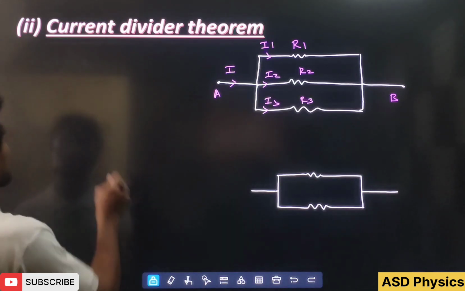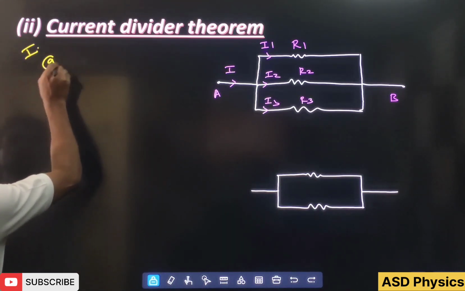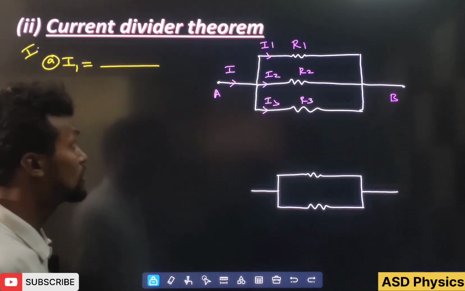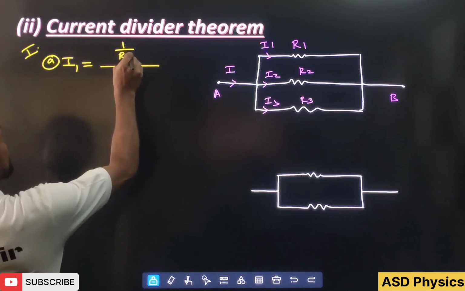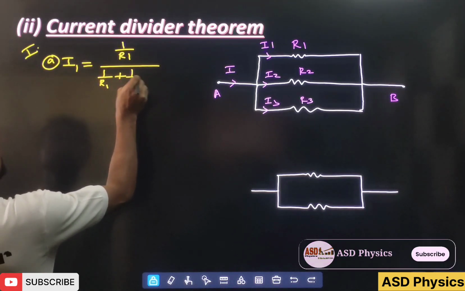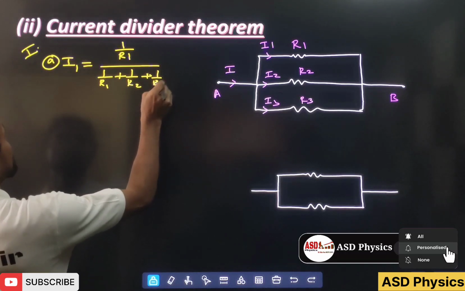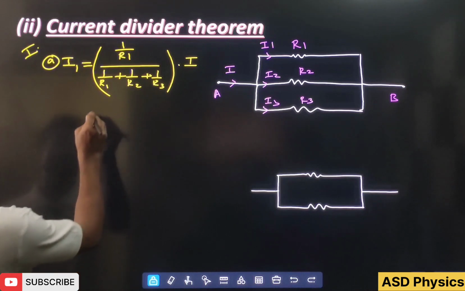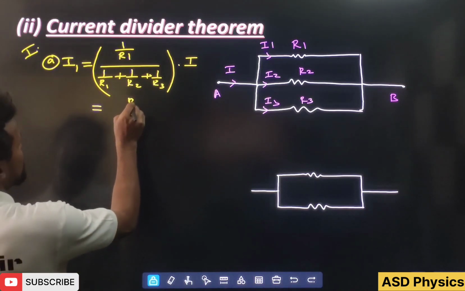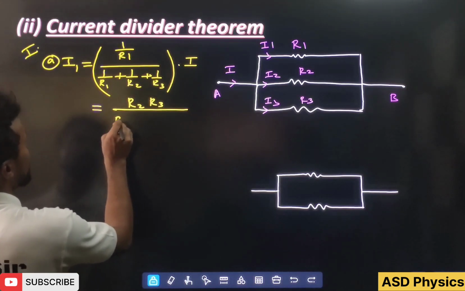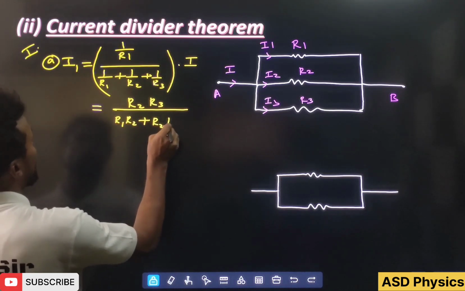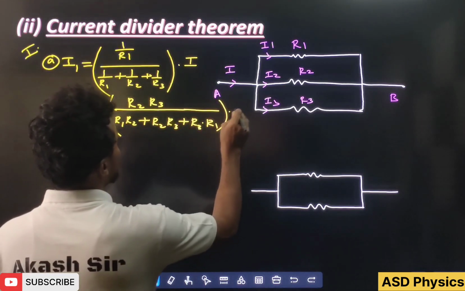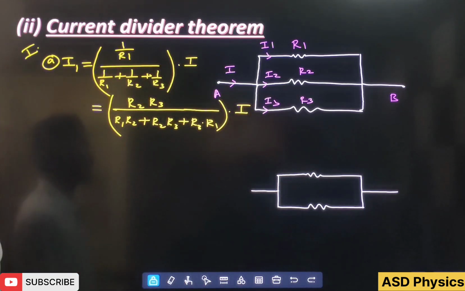Now what will happen here, students, if I see for the first one? If I write I1, you know very well, I is inversely proportional to R. So we can write this I1 is given by 1 by R1 over 1 by R1 plus 1 by R2 plus 1 by R3, into I. And if you simplify this by taking LCM and all that, it will come as R2 R3 by R1 R2 plus R2 R3 plus R3 R1, and here into I. This is the best way to remember it.